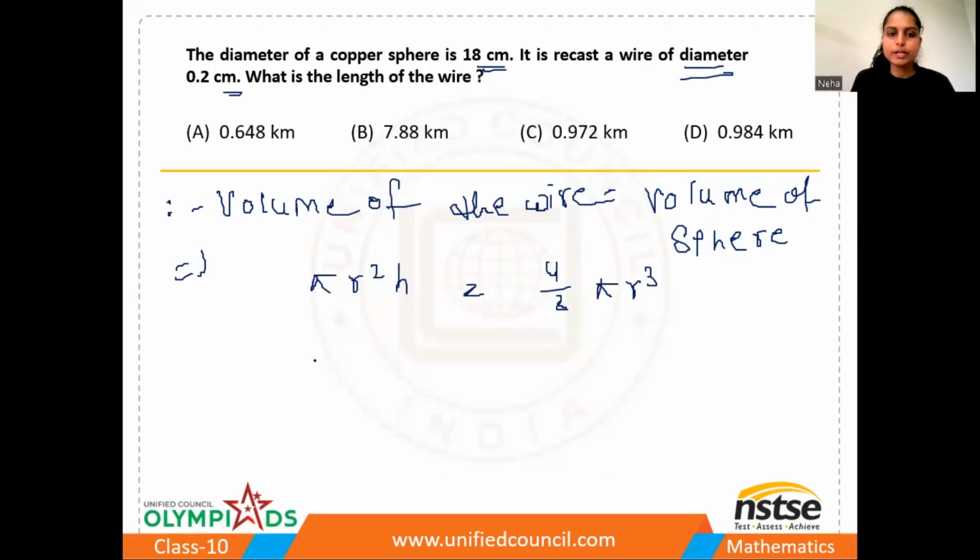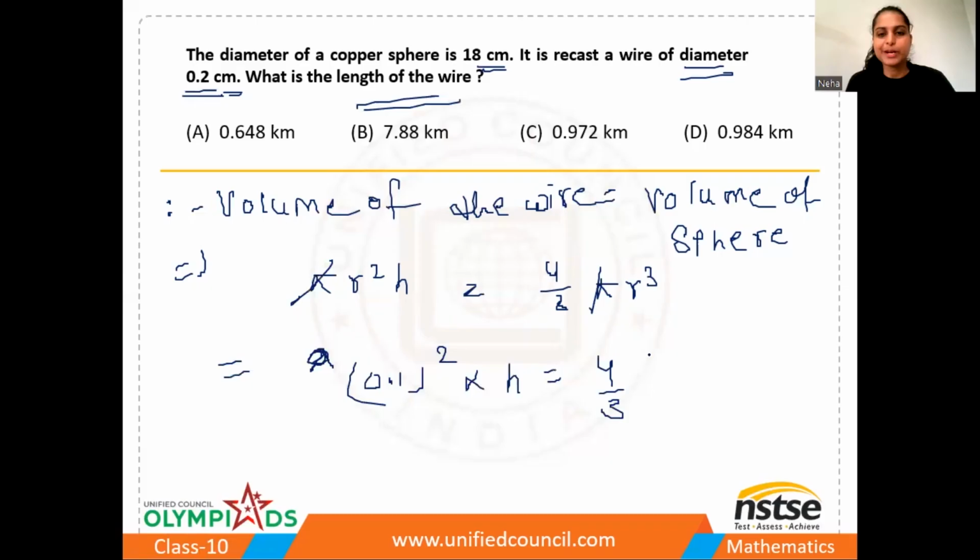Alright, so pi is 22 by 7. This is constant, so pi and pi will get cancelled. The diameter is given as 0.2 centimeter, which means the radius is 0.1 centimeter, right? So this is 0.1 whole square into h. The height is not given, so this is 4 by 3 into the height, which is the length they are asking for, and this is again 0.1 whole cube, right?